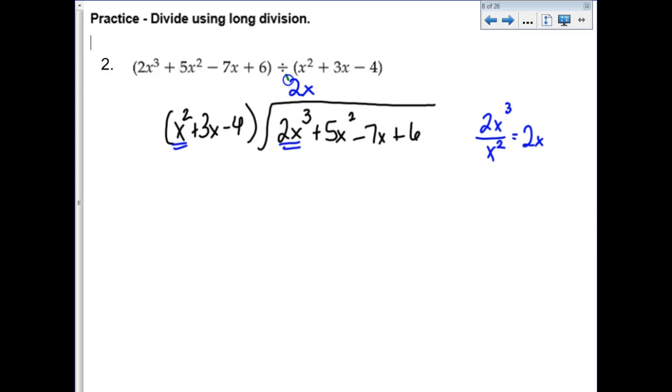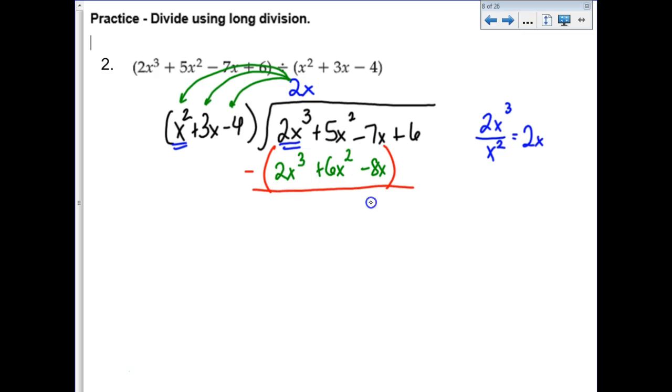Now we're going to multiply the 2x into each part of the divisor. So this time you have a trinomial to distribute to. So you have 2x to the third plus 6x squared minus 8x. So the good news about having a larger divisor is that it actually shortens up your work and your steps because you go through your terms a lot faster. Lead term should always cancel no matter what your divisor is. 5x squared minus 6x squared is negative 1x squared, or you can just write negative x squared.